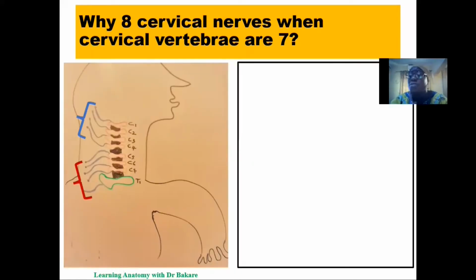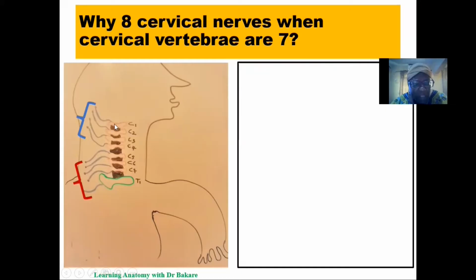And of course, we are supposed to have a corresponding number of cervical spinal nerves, but it does not happen like that. If you look at the emergence of the spinal nerve from C1 to C7, you see that the corresponding named spinal nerve emerges above the cervical vertebra. Let's take C1 for illustration.